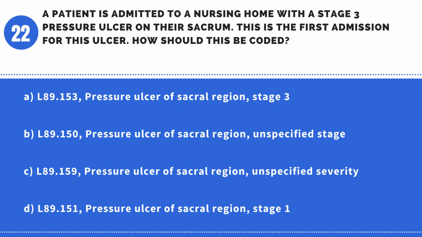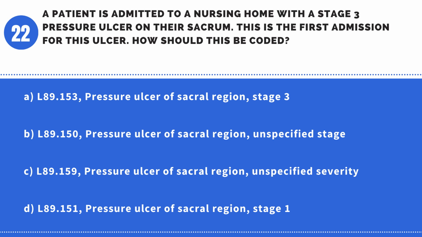Question 22. A patient is admitted to a nursing home with a stage 3 pressure ulcer on their sacrum. This is the first admission for this ulcer. How should this be coded? A. L89.153, pressure ulcer of sacral region, stage 3.